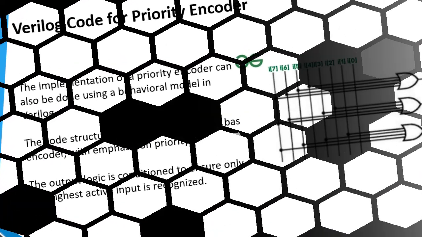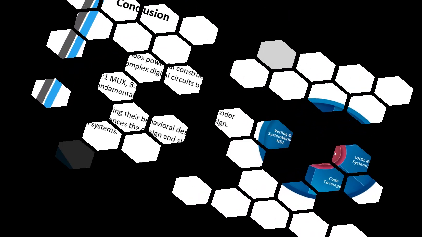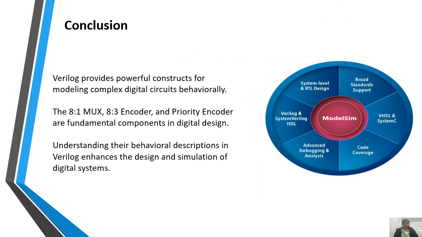Let's go for the conclusion. Verilog provides powerful constructs for modeling complex digital circuits behaviorally. The 8 is to 1 mux, 8 is to 3 encoder and priority encoder are fundamental components in digital design. Understanding their behavioral descriptions in Verilog enhances the design and simulation of digital systems.